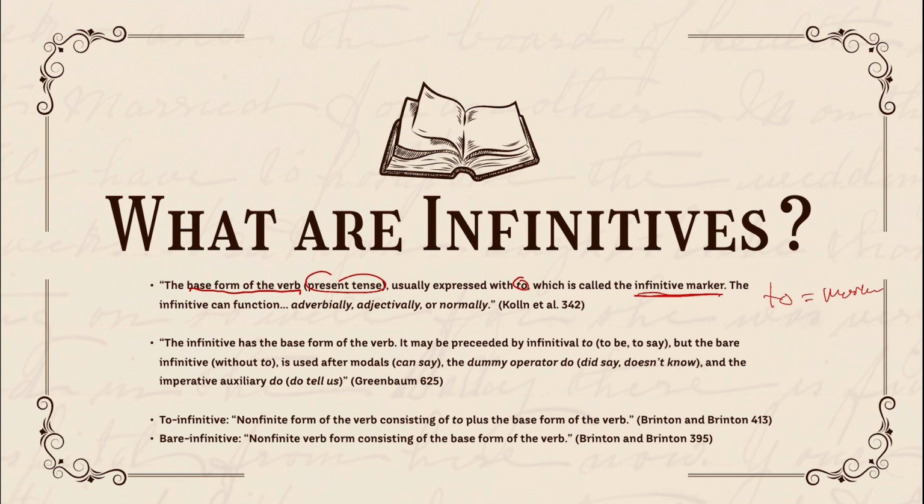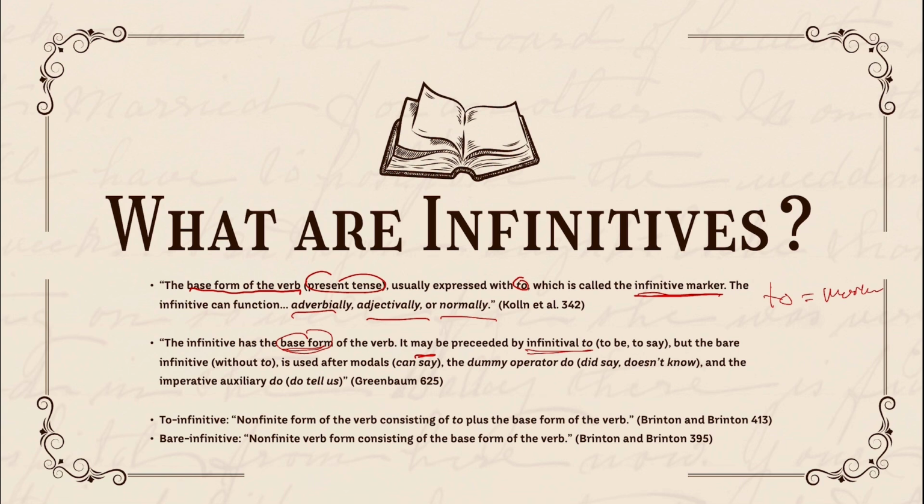Now, some other people might refer to the infinitive marker as the infinitive to, as Greenbaum says in her definition. And now the to infinitive, the infinitive altogether, can function adverbially, adjectivally, and nominally. But that won't be really the discussion today. We're going to be looking at the infinitive in terms of non-finite verbs. But let's look at the Greenbaum definition here. The infinitive has the base form of the verb. Very essential here, the base form of the verb. It may be preceded, there's that key word, may be preceded by the infinitive to.